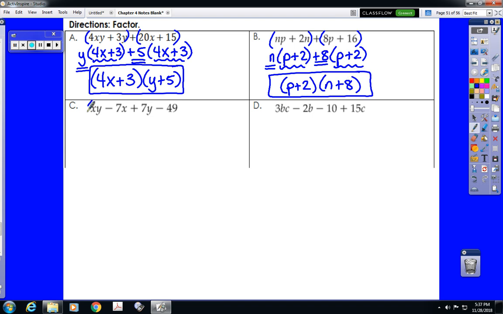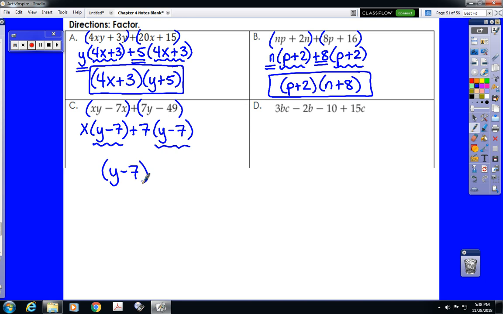On to letter C. Again, we group and factor out the greatest common factor. For the first set of parentheses, they have an x in common, so I factor out an x. For the second set of parentheses, both of these terms are divisible by 9, so I factor out a 9. Once again, notice these 2 binomials are the same. That binomial is one of our factors, and what's sitting in front of those binomials is the other factor. So y minus 7, x plus 7.